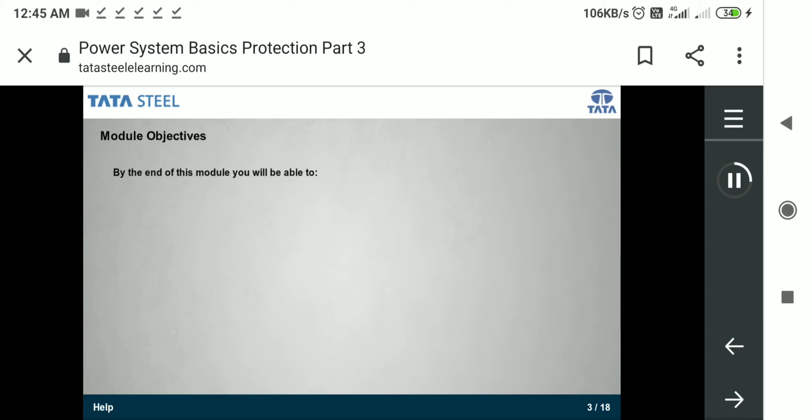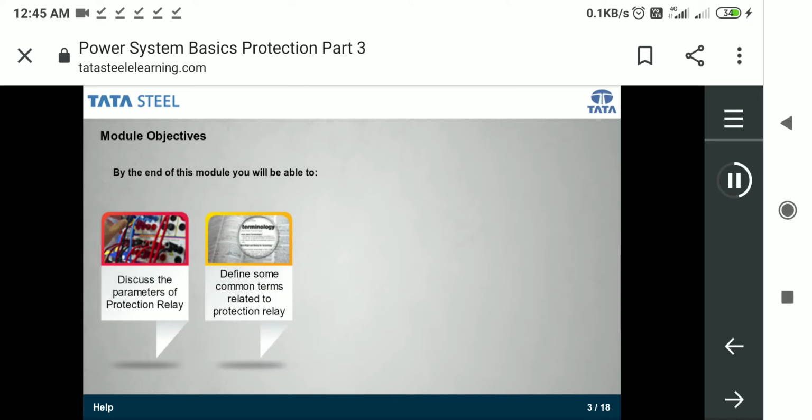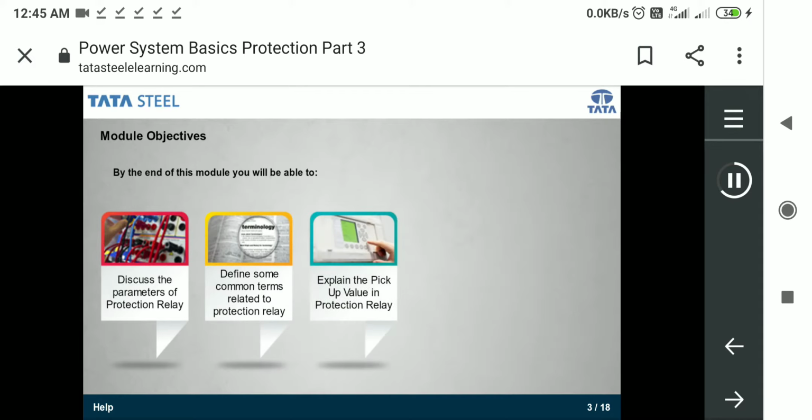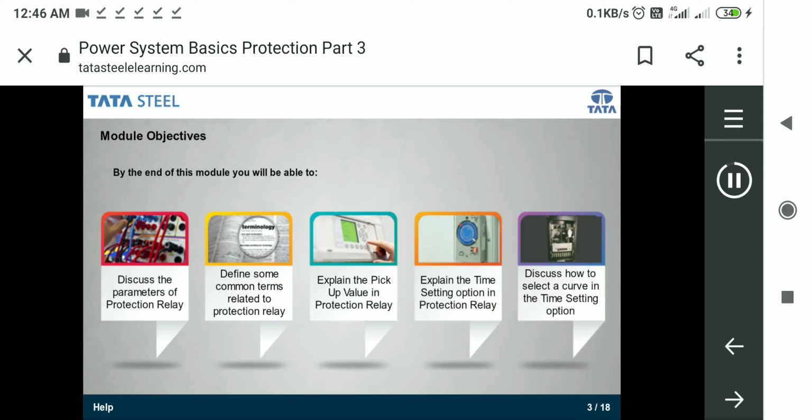Be able to discuss the parameters of protection relay, define some common terms related to protection relay, explain the pickup value in protection relay, explain the time setting option in protection relay, discuss how to select a curve in the time setting option.